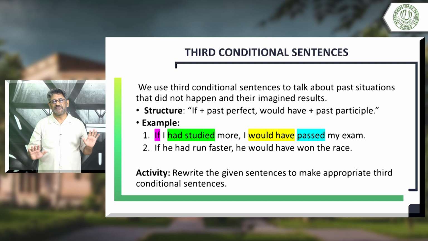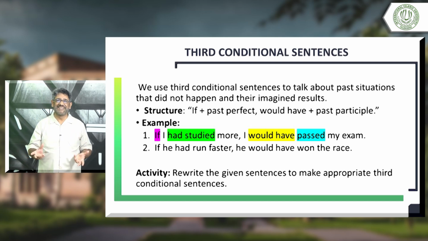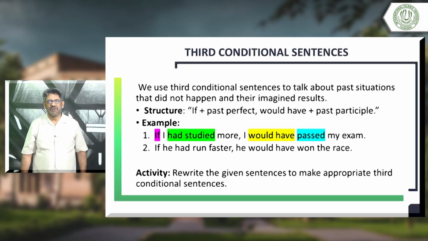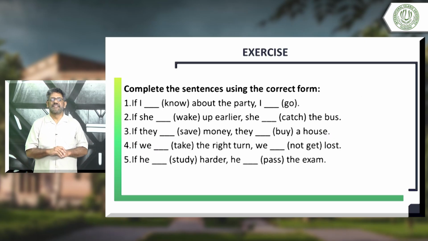So sometimes this looks very funny to students. We are talking about hypothetical or impossible situations. We cannot go to the past and then rectify it. It is not possible. So third conditional, sometimes students find it funny. Activity. Now, rewrite the given sentences to make appropriate third conditional sentences. Look at these.